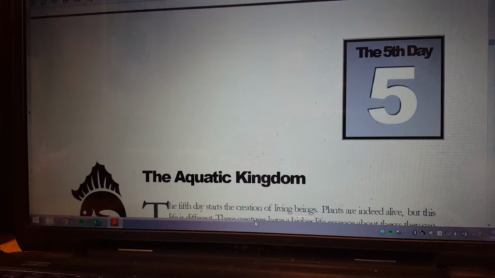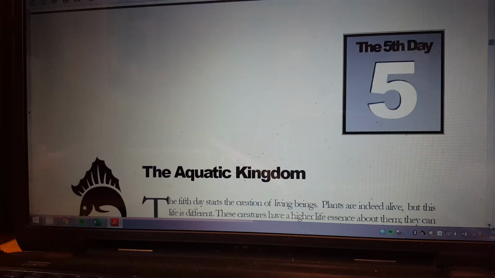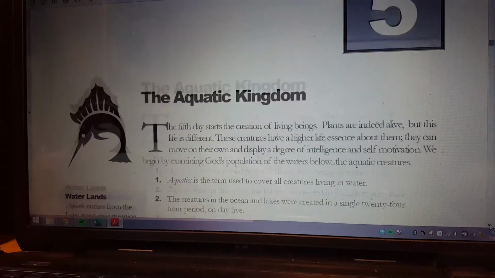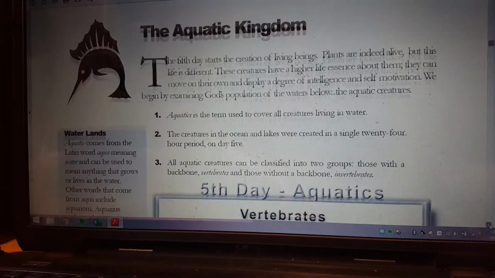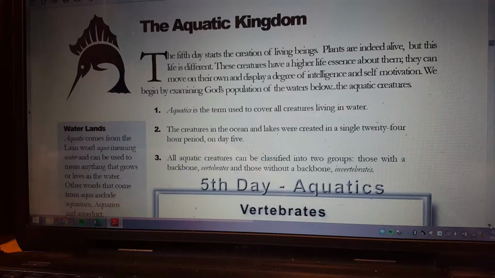Just like we did for the 3rd day guidebook pages, I will be highlighting as we go along, as I read through this section in your Biology 101 guidebook. I will be highlighting the things that are very important that you need to remember for the quiz that will be in 2 weeks. So we are going to begin with the aquatic kingdom.